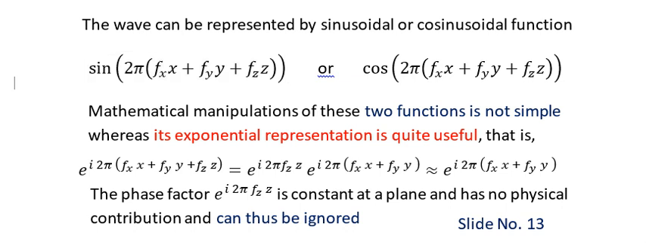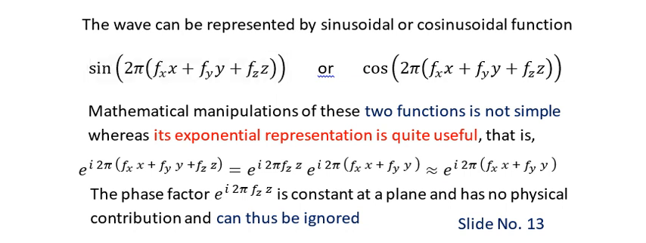And you know that this argument, which we refer to as the phase factor, is constant as we have stated earlier. Now when we are writing the plane wave in the sine form or the cosine form, the mathematical manipulations are not simple but very difficult. For example, if you have sine of something divided by sine of something, and the arguments are not the same, then the division is very complicated. But with exponential representation, the mathematical manipulations are very simple.